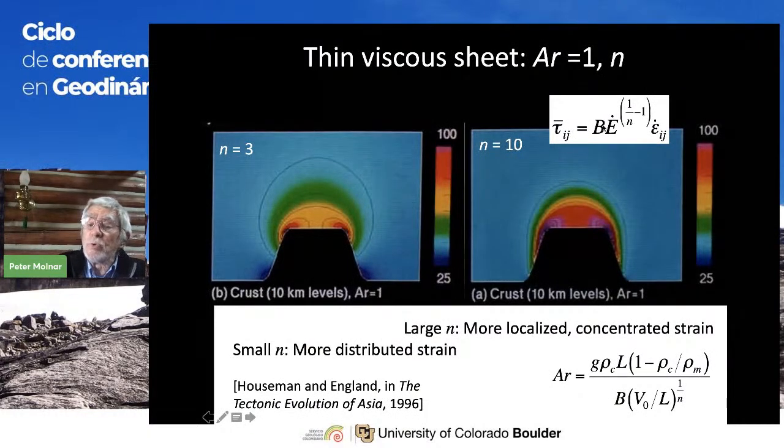And the same is true if you change the value of n in this relationship. If you have a value of n equal to 10, you'll have much more localized deformation. Actually, we talked about this a few weeks ago. Much more localized deformation in this case than when the value of n is smaller, as in the case where n is equal to 3. The deformation is spread out much more with this number.